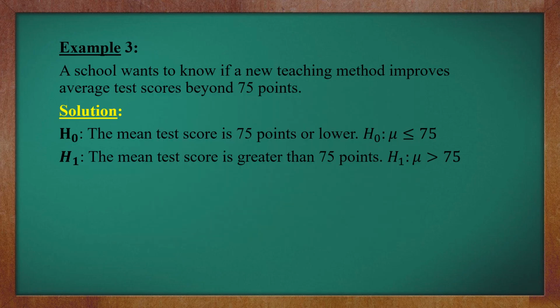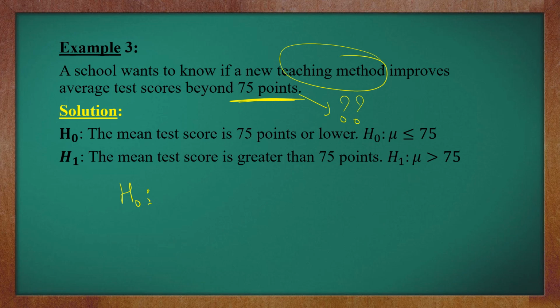Okay, now let's talk about one more example. A school wants to know if a new teaching method improves the average test score beyond 75 points. Now you have to take a null hypothesis. What are they saying? They have implemented a new teaching method. After the new teaching method, they want to know if students' marks will be increased or not, and increased beyond 75 marks.